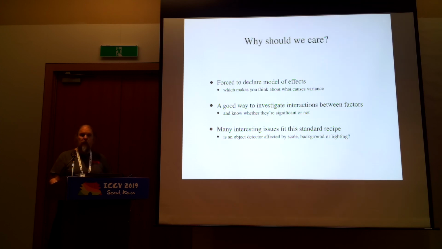Why do we care? Why do I think we should care about ANOVA? The first thing is one is forced to declare a model of effects. You say, look, this is what the factors are. This is what the outcomes are going to be, and you have to think about what causes variance. And that, I think, is good for us. It is a very good way to investigate interactions between factors, and many interesting issues fit the standard recipe. So, is an object detector affected by scale, background, and lighting? It's trivial to set up the experiment.